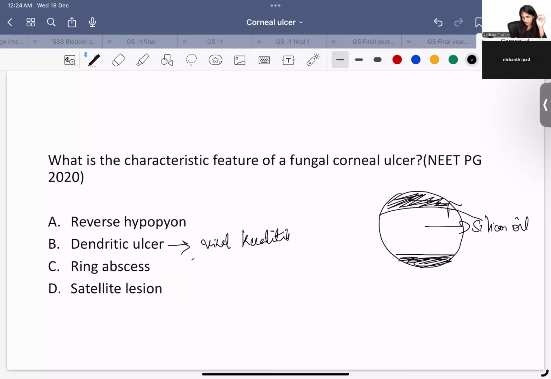Until and unless mentioned, it is assumed to be viral keratitis. You do not see a dendritic ulcer or a fungal corneal ulcer. Ring abscess: we see Wesley's immune ring. It is not an abscess. It is a sterile ring. That's the sterile immune ring. So the correct answer is your satellite lesion.